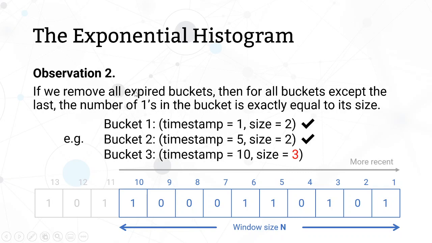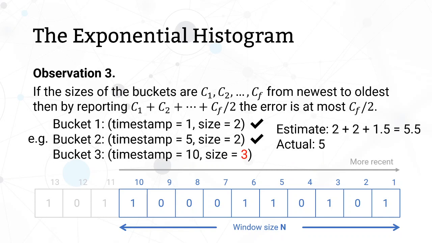The second thing is that if you remove all the expired buckets, then for all the buckets except the last in terms of the timestamp, the number of ones in that bucket is actually equal to the size. Just an example here, bucket 1 corresponds to this 1 and this 3 here, and all of those are actually within your range. Similarly, bucket 2, 5, 5, and 6 are inside the range. It's only bucket 3, the last bucket, which can have a problem. Because this size 3 isn't actually the number of elements that are inside the window, because this 3 corresponds to 10, 11, and 13, and 2 of those are already expired. But by only storing this information, we actually have no way of determining which of those elements are expired.